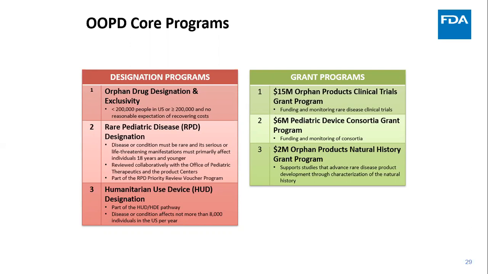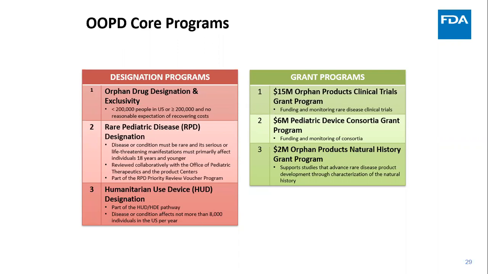In terms of the orphan drug designation program, a rare disease is a disease that affects less than 200,000 persons in the United States, or greater than 200,000 persons with no reasonable expectation of recovering costs. In terms of the rare pediatric disease designation program, it's a disease that must be rare and its serious or life-threatening manifestations must primarily affect individuals 18 years and younger.